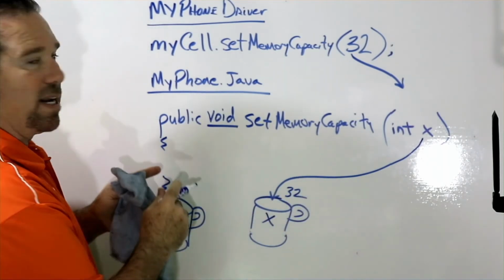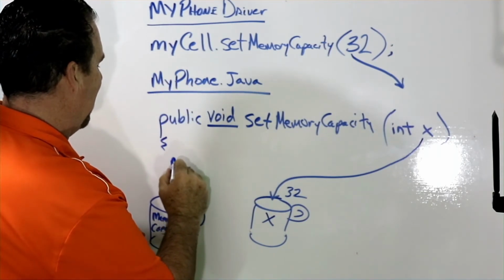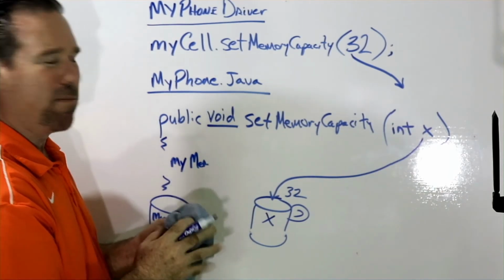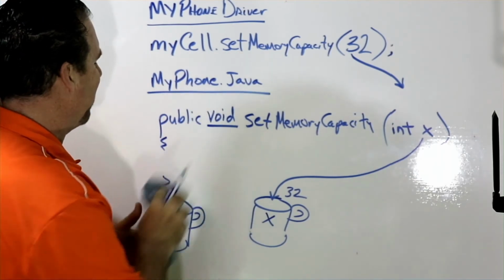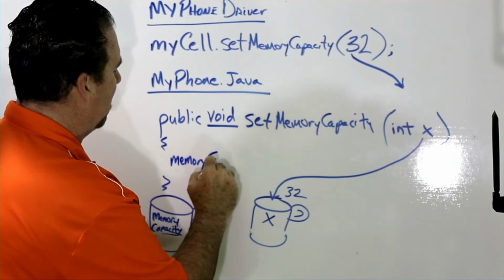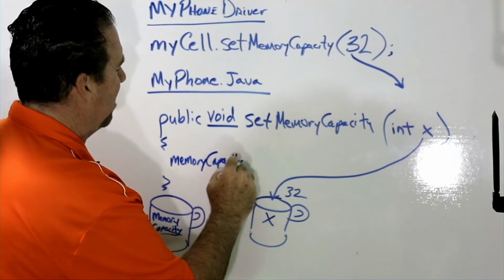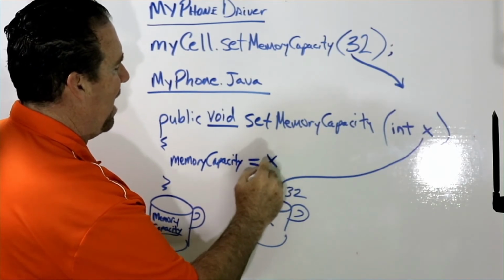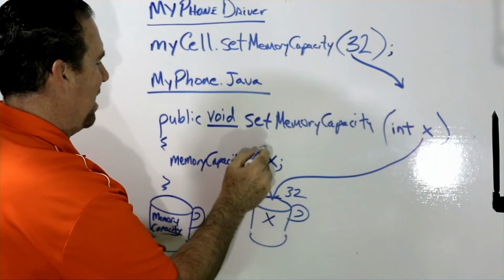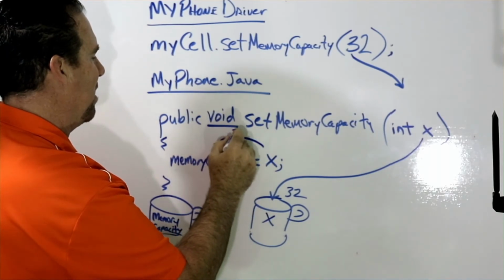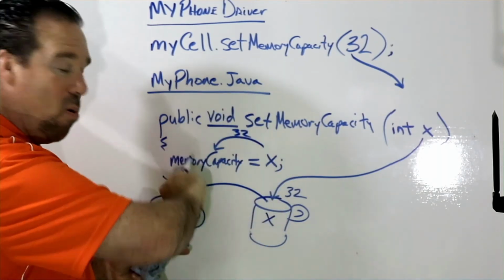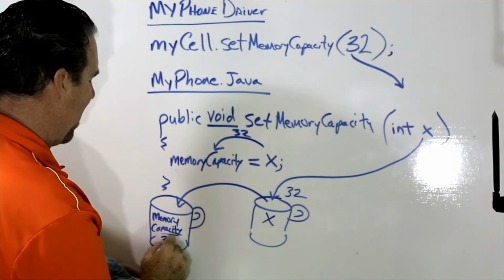Okay, now in here, when I set it, I say my memory capacity. I think we just named it memory capacity, okay? So let's go back over here and make sure I use the same variables. All right, so I said memoryCapacity equals X, okay? So that basically means that 32 is going into X, and now that 32 is going into memory capacity. Or whatever's in this cup is being poured into this cup. So memory capacity now has 32 in it.